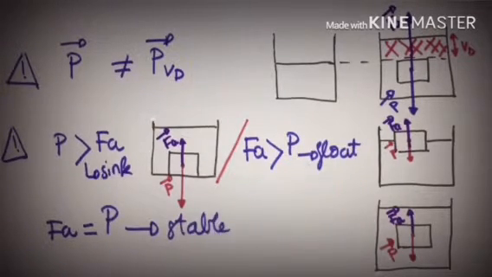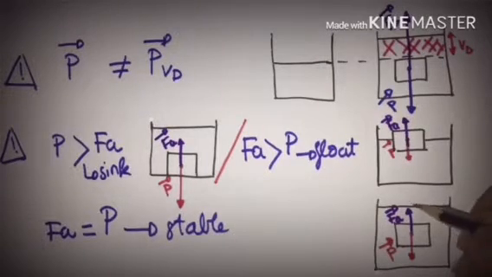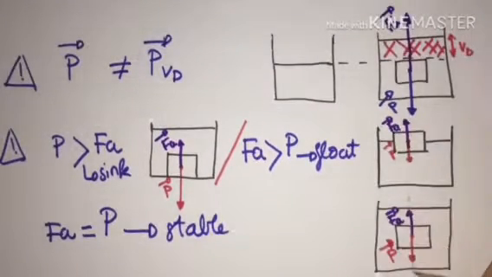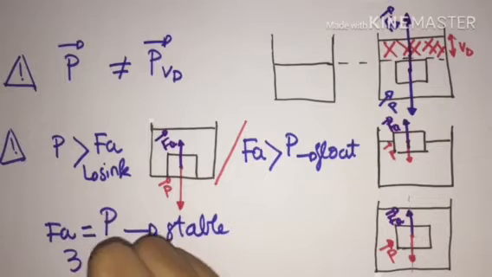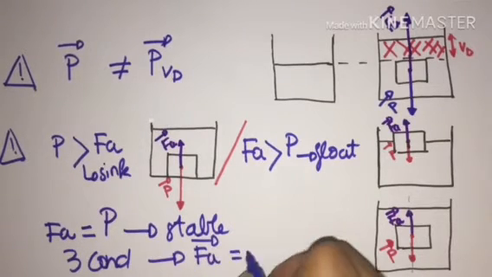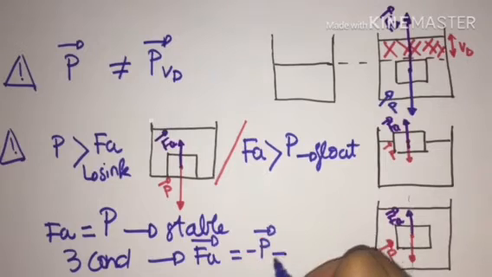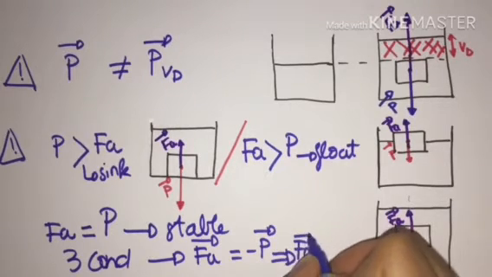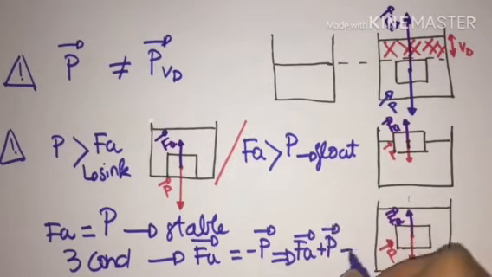But there are also some other conditions for this equilibrium. The two forces must have the same line of action and two opposite directions. We can summarize all those three conditions in this equation: force Fa equals minus force P, which implies that force Fa plus force P equals vector 0.